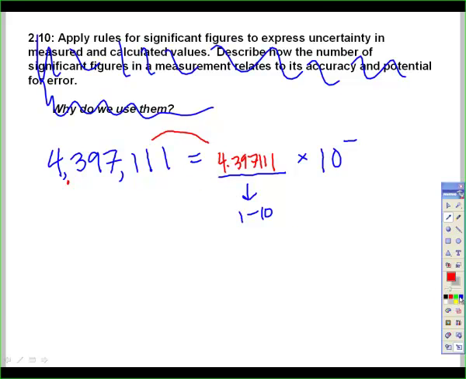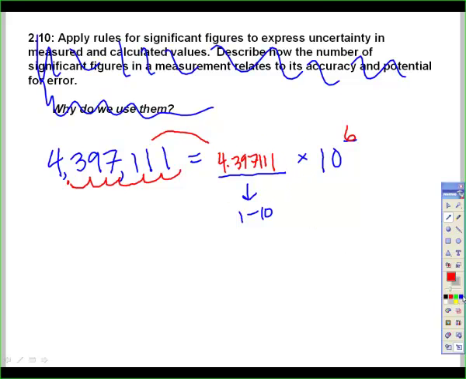So how many times would I have to multiply 4.397111 by 10 to get this number? Well, I'd have to multiply it 1, 2, 3, 4, 5, 6. So that becomes 4.397111 times 10 to the 6. They mean the same thing. This one is in scientific notation.